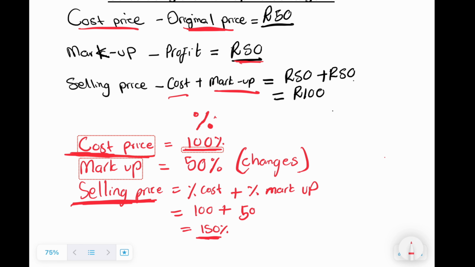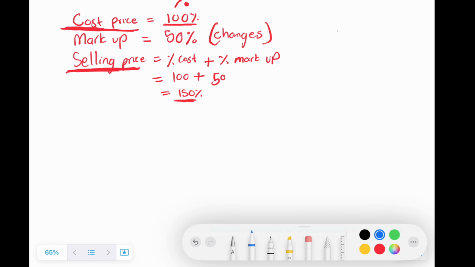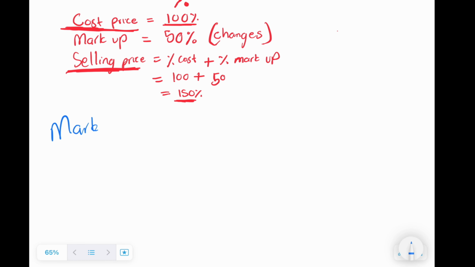So now let us see. Now we know that cost price is always 100%, and you know how to calculate the cost price based on that video that you will watch, and then selling price also, you know how to calculate it. So now I'm going to give you the formula to calculate the markup percentage. So now how do you get markup percentage? Markup percentage.